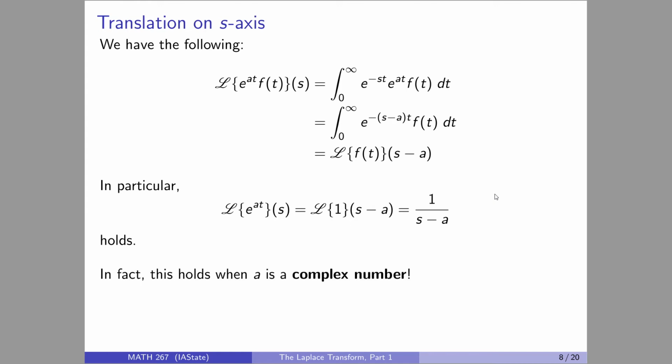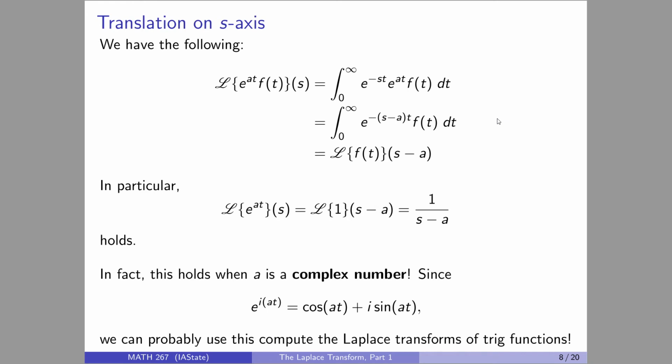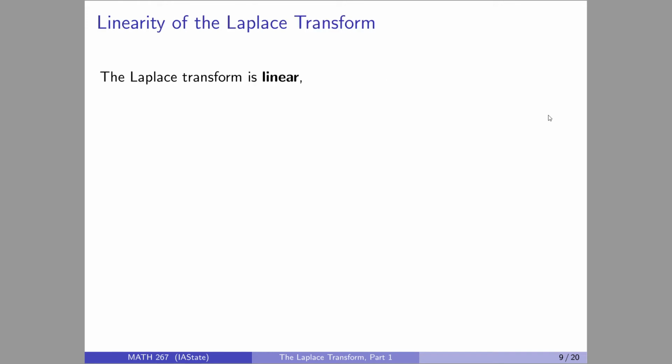Nice. Now, it's worth noting that this formula does not care whether a is a real number or not. This is completely and utterly legitimate if a is complex. And because of that fact, if I look at e to the i a t, I bet I could probably figure out the Laplace transform of my trig functions using this formula and Euler's formula. That's our next target. But before we get there, let's talk about probably one of the most important things about the Laplace transform.